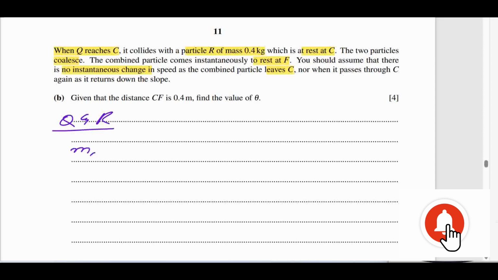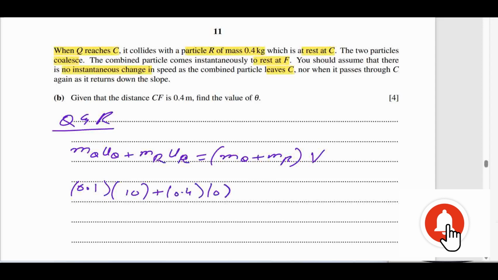we can use the law of conservation of momentum, MQ UQ plus MR UR. This will be equals to, as you can see they join together, so MQ plus MR into V, so this will be equals to MQ का mass कितना था 0.1 into 10 plus MR का mass कितना है 0.4 into इसकी velocity, ये rest पे था so 0. Similarly, 0.1 plus 0.4 into V.